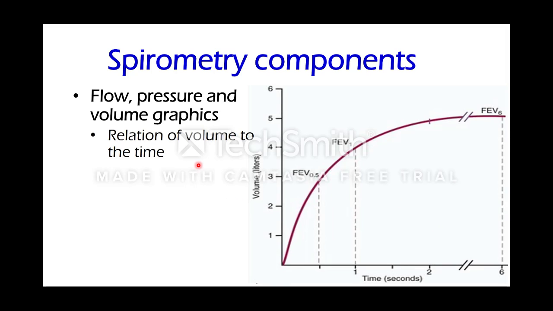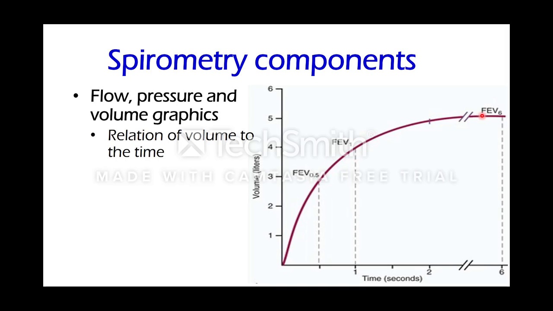The other parameter of spirometer is what we call a graph. The graph is a comparison of a lung parameter to time, and here we're comparing the volume. At the start of inspiration, there is a huge increase of the volume, very quick to reach the maximum volume in the first second. After the first second, there is a minimal increase until about 2 seconds.